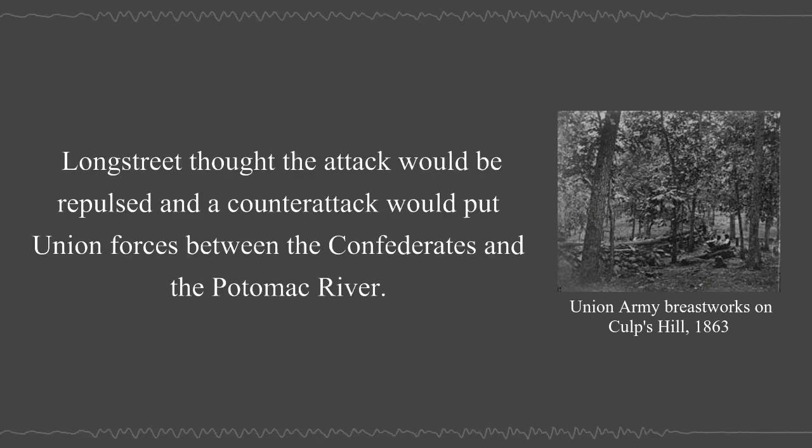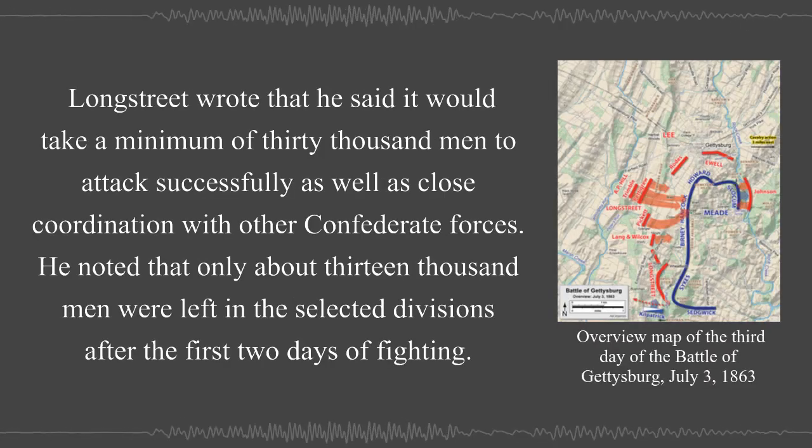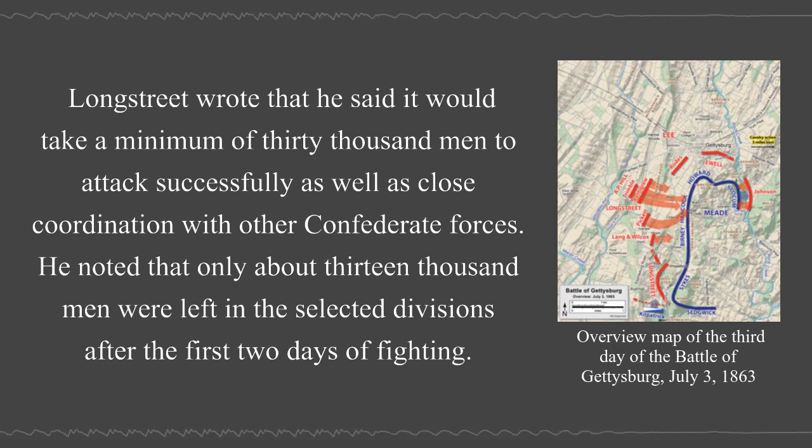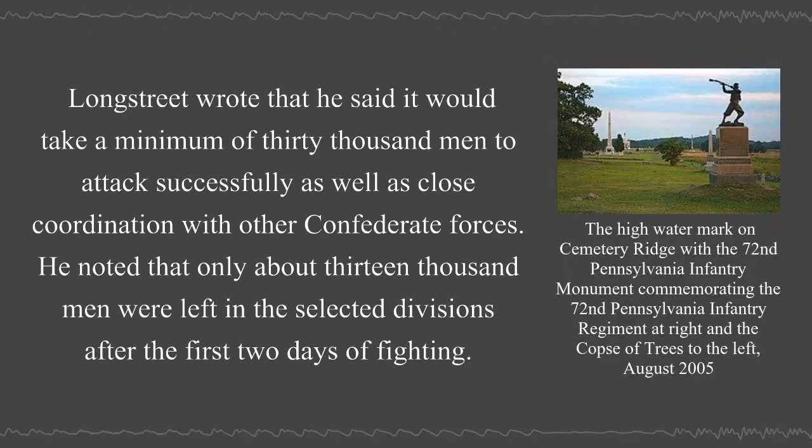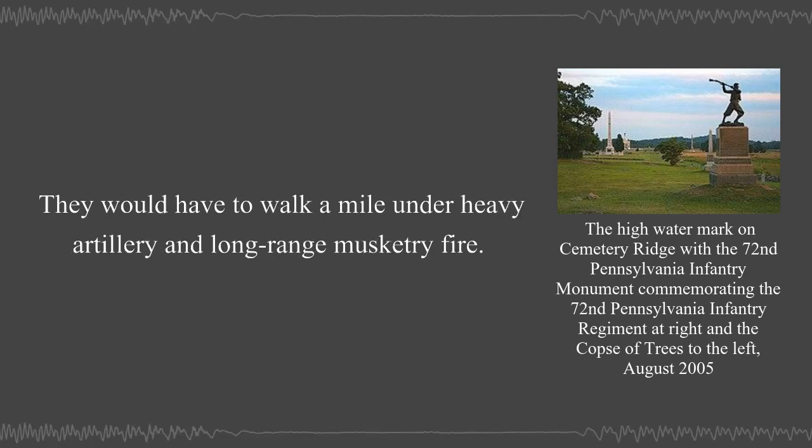Longstreet thought the attack would be repulsed and a counterattack would put Union forces between the Confederates and the Potomac River. Longstreet wrote that he said it would take a minimum of 30,000 men to attack successfully, as well as close coordination with other Confederate forces. He noted that only about 13,000 men were left in the selected divisions after the first 2 days of fighting. They would have to walk a mile under heavy artillery and long-range musketry fire.